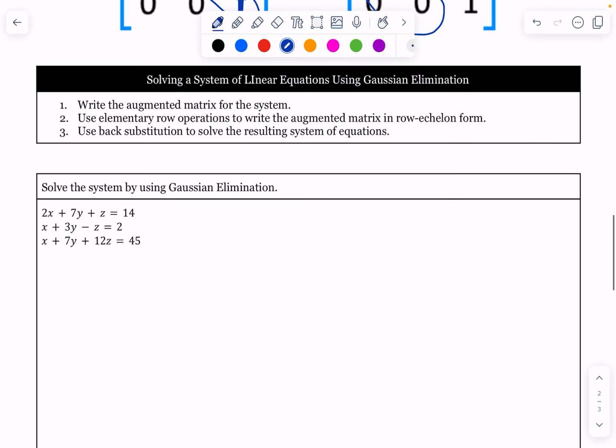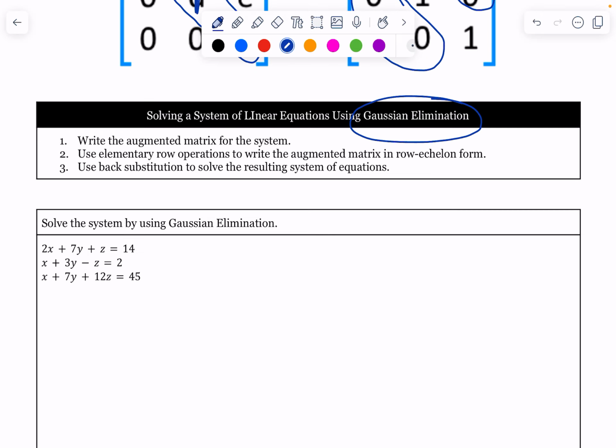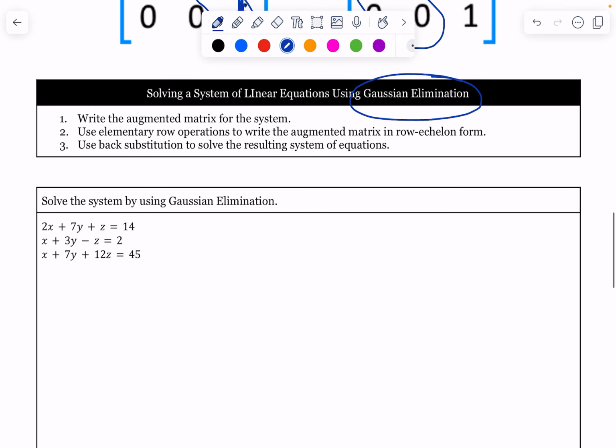Okay, if we are solving a system of linear equations using Gaussian elimination, we are going to write an augmented matrix for step 1. Step 2, we're going to be using elementary row operations to write the augmented matrix in row echelon form. Let me highlight that because it's a vocabulary word.